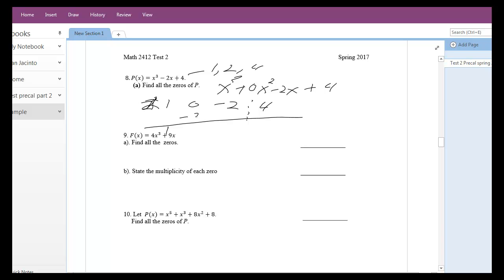1, minus 2, bring down, multiply. 2 times 1 is minus 2, so that gives me a positive 2. That makes this a positive 2. 2 times 2 is 4. Okay, this is a negative 2, sorry. 2 times 2 is 4.